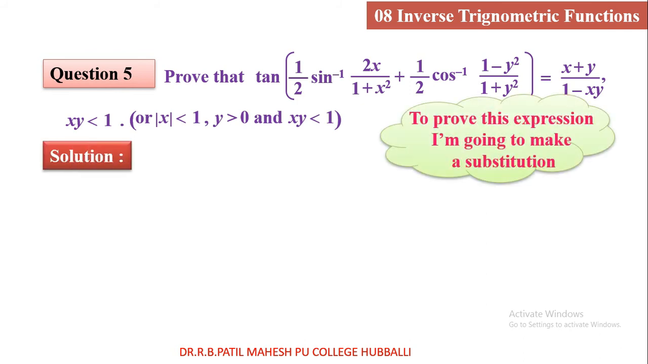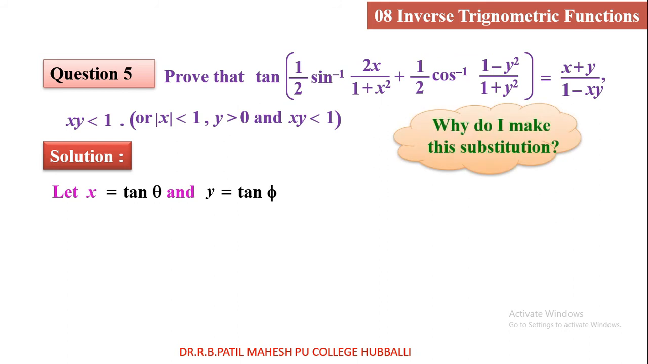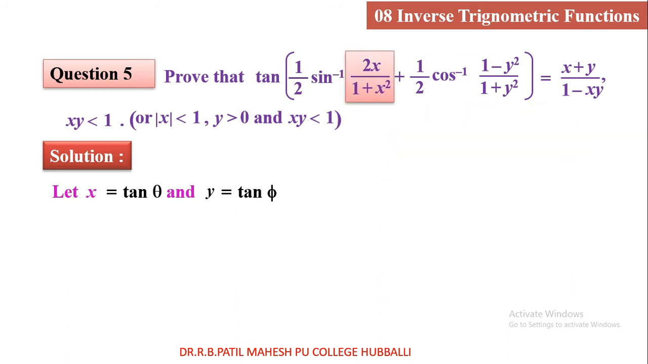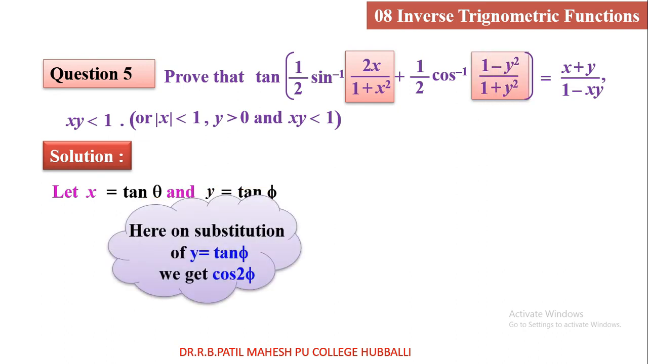To prove this expression, I am going to make a substitution, that is, let x equal to tan theta and y equal to tan phi. Why do I make this substitution? Let us see it. 2x upon 1 plus x square is there, no? So on substitution of x equal to tan theta, we get sin 2 theta. Definitely 2 tan theta upon 1 plus tan square theta is sin 2 theta. If you see 1 minus y square upon 1 plus y square, on substitution of y equal to tan phi, we get cos 2 phi, because 1 minus tan square phi upon 1 plus tan square phi is cos 2 phi, a trigonometric formula.